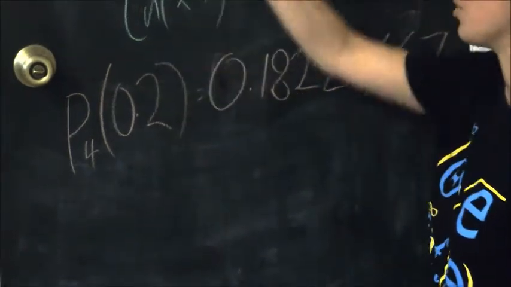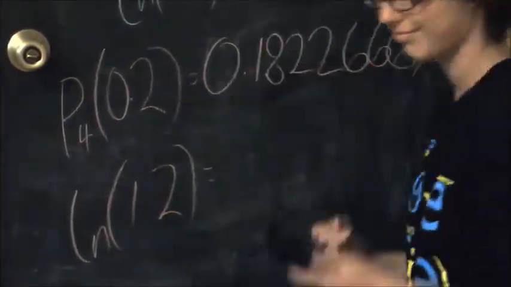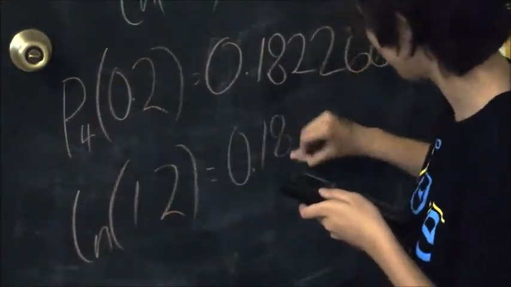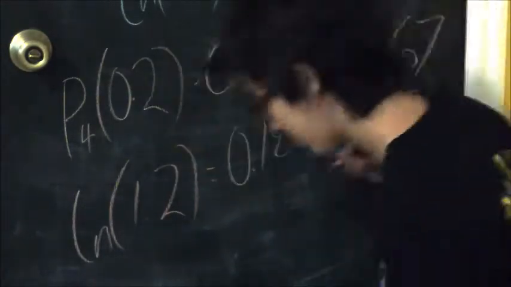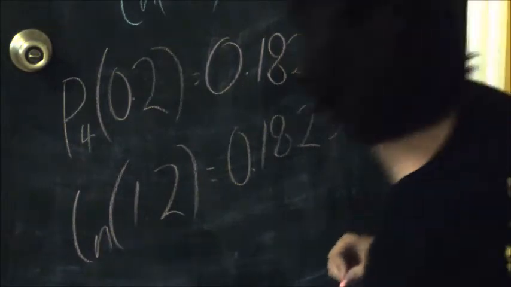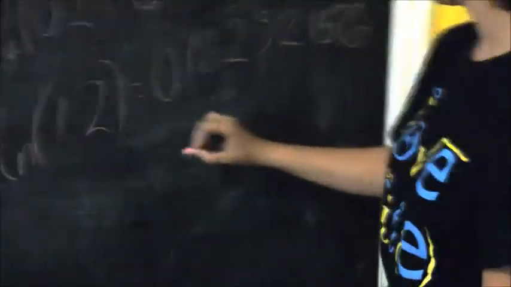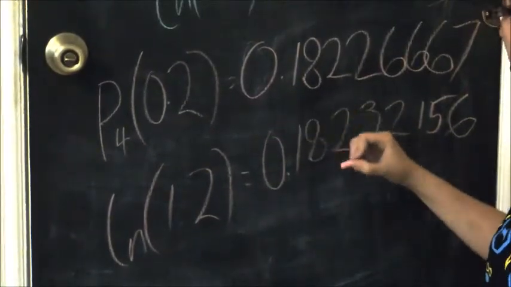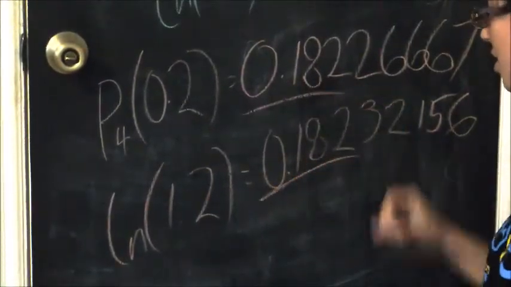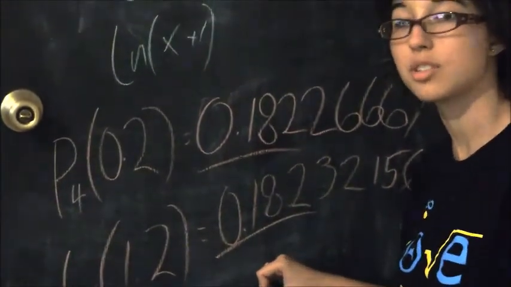Now, if we try doing ln of 1.2, plug in ln of 1.2, and you get this number. Alright, the 0, 1, 8, 2 matches up. So our approximation is only accurate for 3 decimal points.